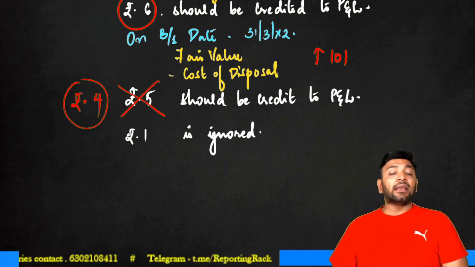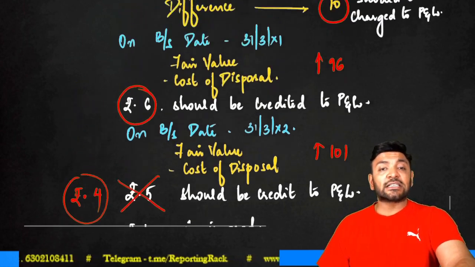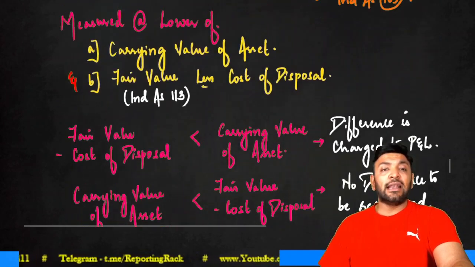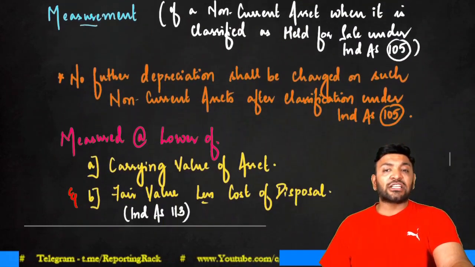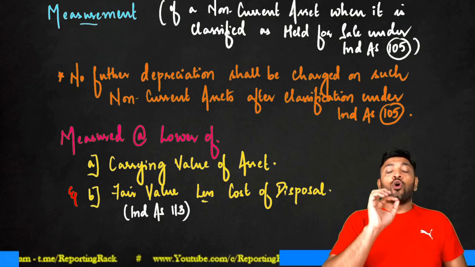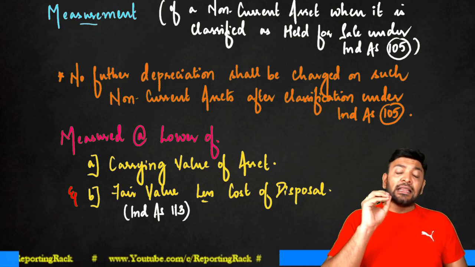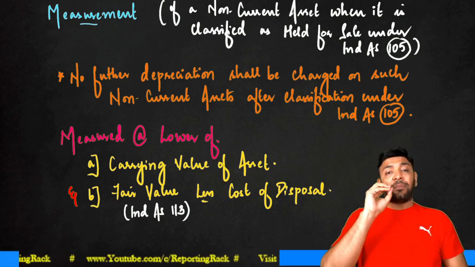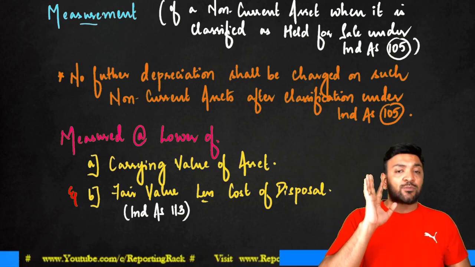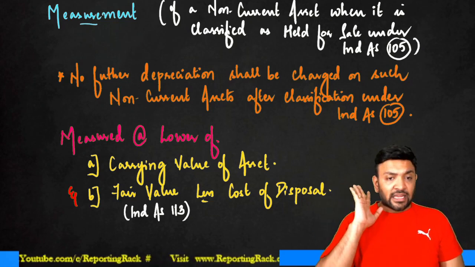Increase of 1 rupee is ignored. So this is what we discussed as far as your measurement is concerned. I said, upon classification of a non-current asset as held for sale under Ind AS 105, no further depreciation shall be charged on that asset, either if it was an Ind AS 16 PPE, an Ind AS 38 intangible, or an Ind AS 40 investment property. No depreciation or amortization shall be charged further.